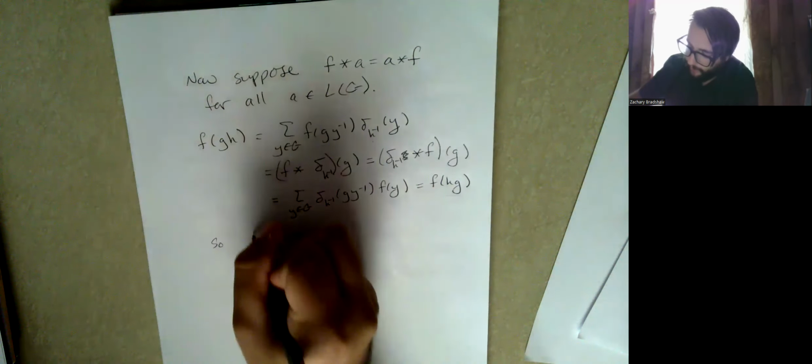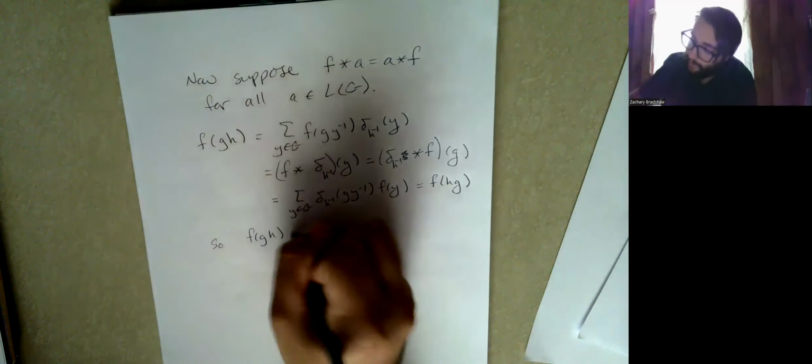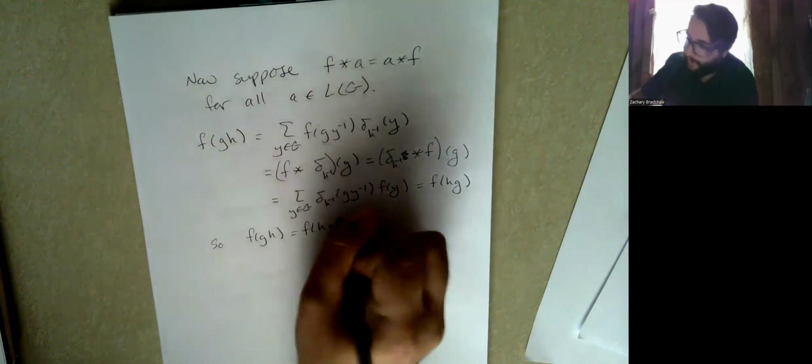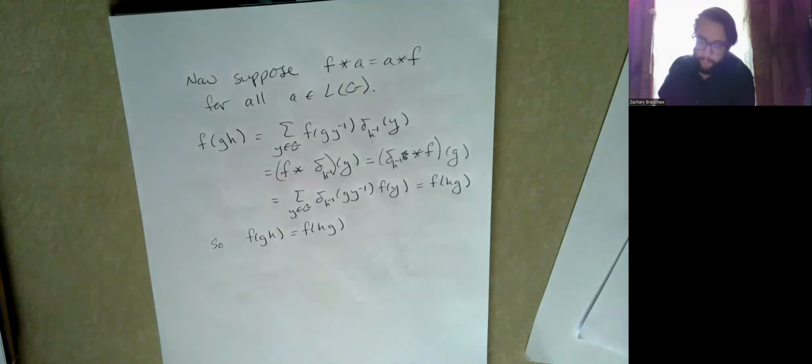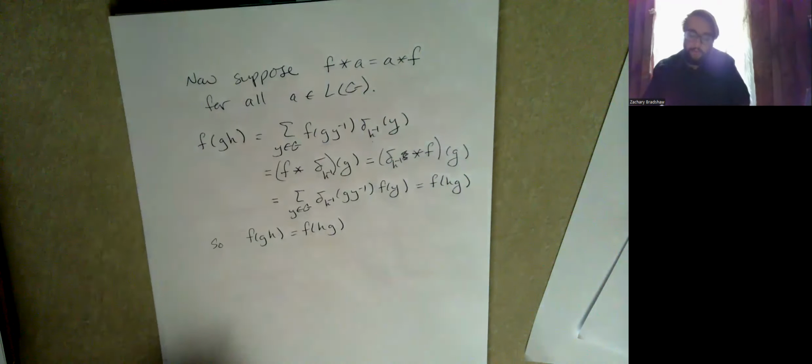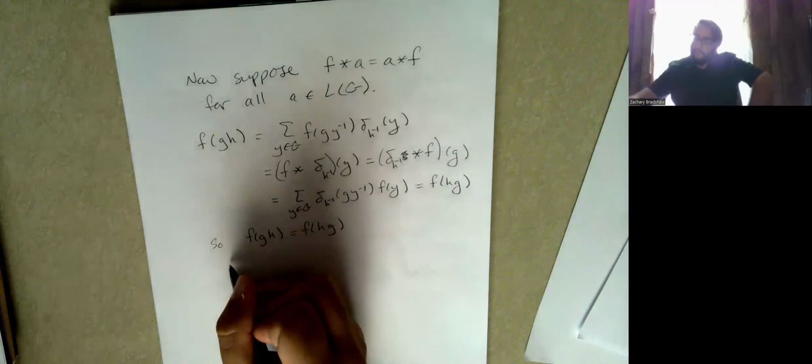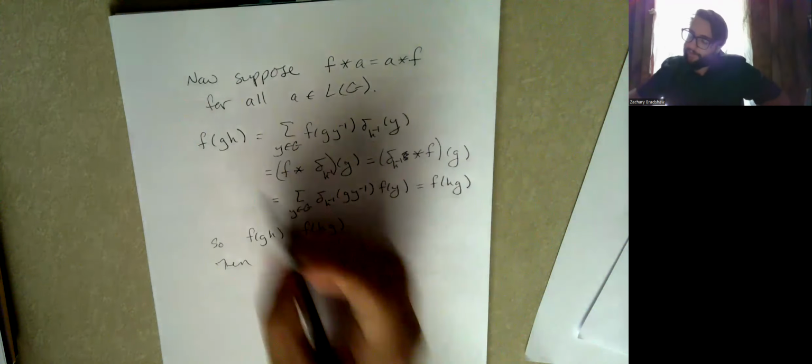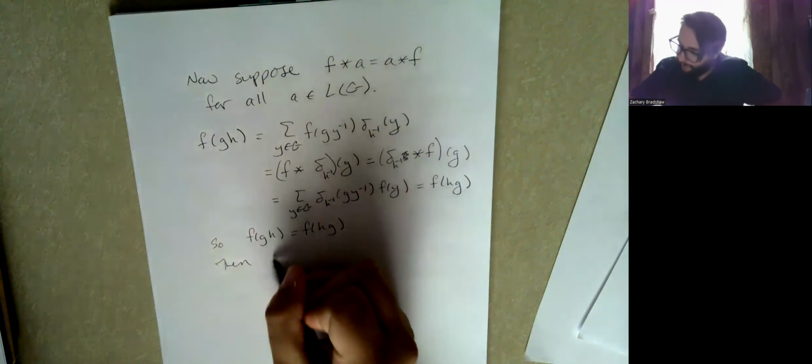So in other words, f of gh is equal to f of hg whenever f commutes with everything in the group algebra. That's not what we wanted to show. We wanted to show that this thing was a class function, but this property gives us exactly that.